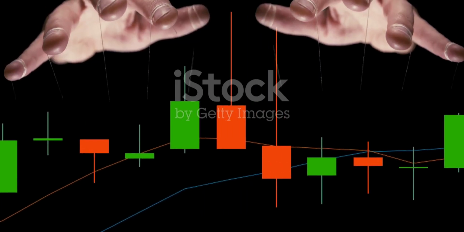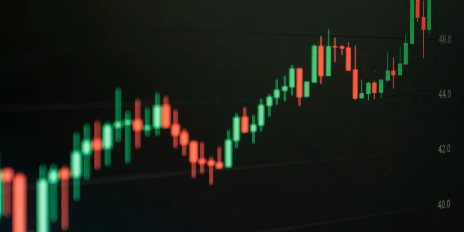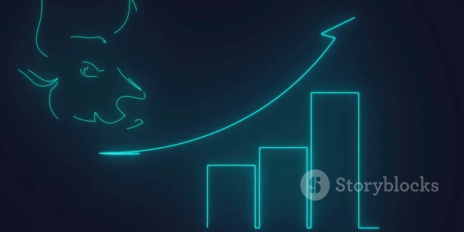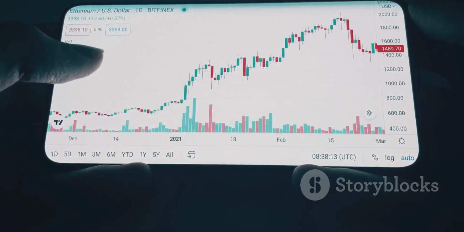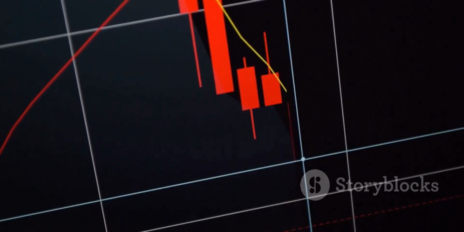The body of the candlestick is the wide part. It shows the difference between the opening and closing price. If the body is green or white, it usually means the price closed higher than it opened. This is a sign of strength, showing that buyers were pushing the price up. If the body is red or black, it means the price closed lower than it opened. This is a sign of weakness, showing that sellers were pushing the price down.